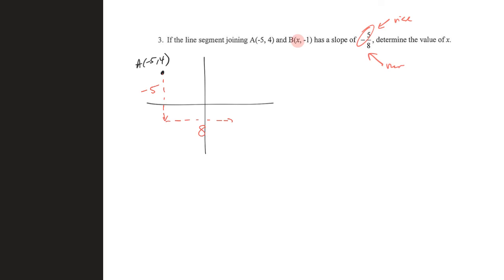Now, I don't know whether that's going to get me my answer or not, or maybe I'm fortunate enough that that works out that way. If I did move according to that slope, then I'm going to arrive at a point, and I do know how to calculate the values for that because I can count my units. If I go to the right 8 from negative 5, I have an x value of 3. And if I go down 5 from 4, I have a y value of negative 1.